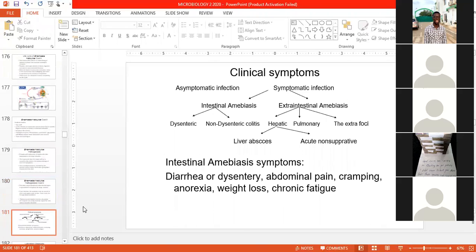So when we are infected with E. histolytica, you either present with asymptomatic infection or symptomatic infection. With the symptomatic one, it could be intestinal, which can be dysentery or non-dysenteric colitis, then it could be outside. So they're also talking about other organs being disseminated, which could be the liver or respiratory, right?